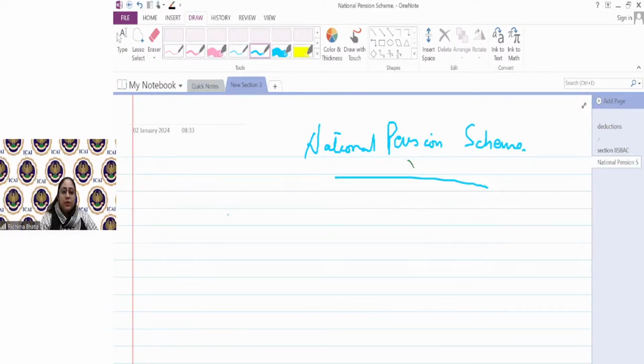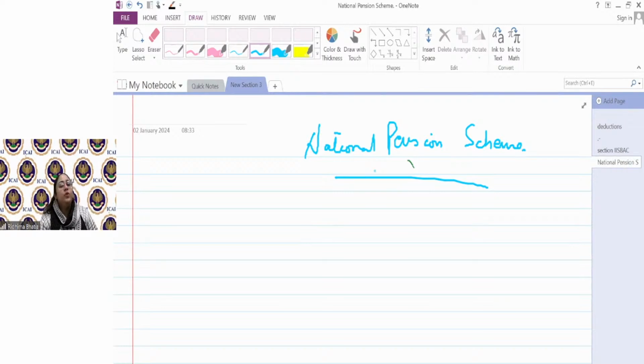There are two ways you can make a contribution. Either through employer-employee, as in you can ask your employer, let's start my NPS account, and from there monthly they will deduct the contribution, or annually as and when decided. Okay? What will happen? Employer will make a contribution and employee will make a contribution. Simple.